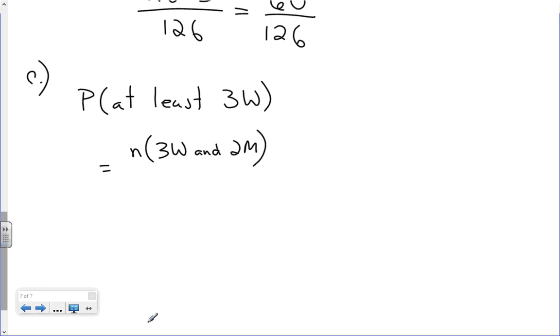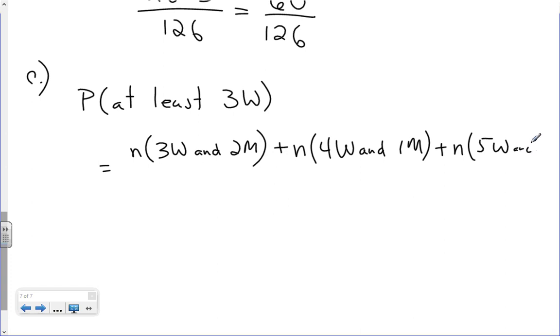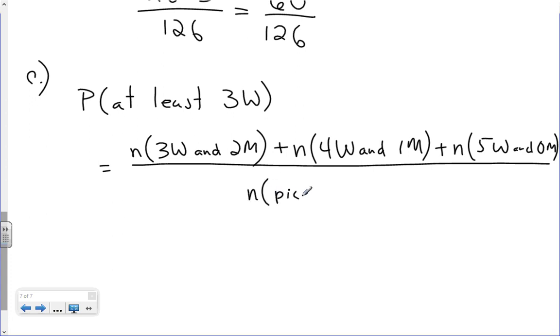That's the first option. Or, and the key is the word "or," so we're adding this to the number of ways of picking 4 women and then 1 man. Or, so we're adding to that the number of ways of picking all 5 women, and that means we have 0 men on that committee. And again, that's all divided by the number of ways of picking 5 people from our group of 9.